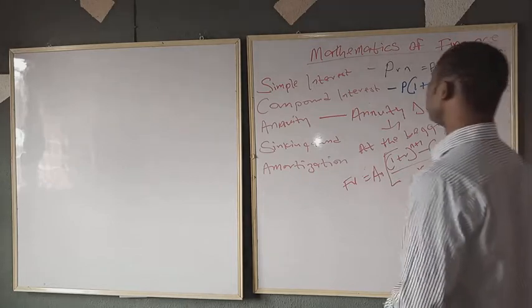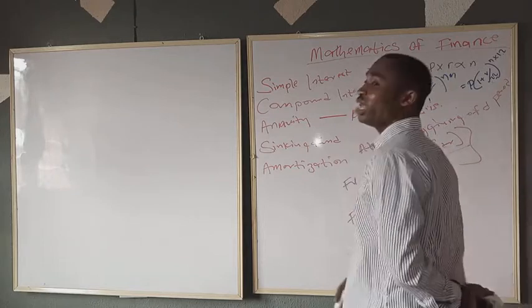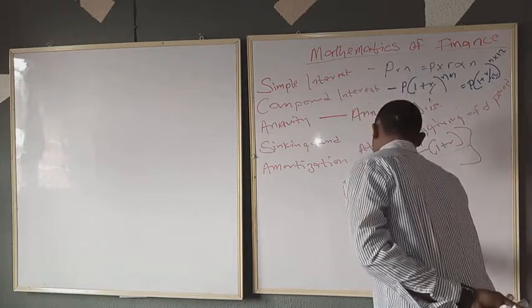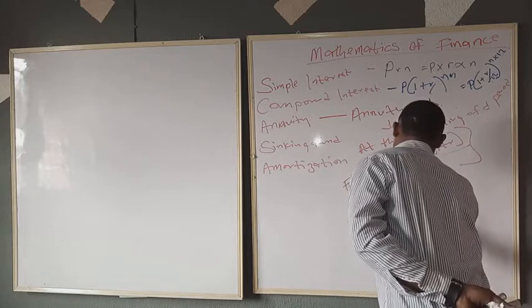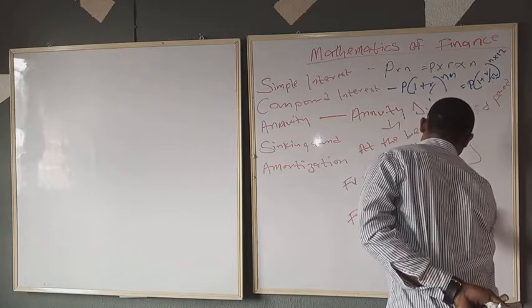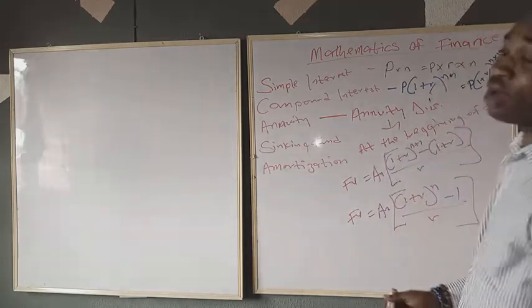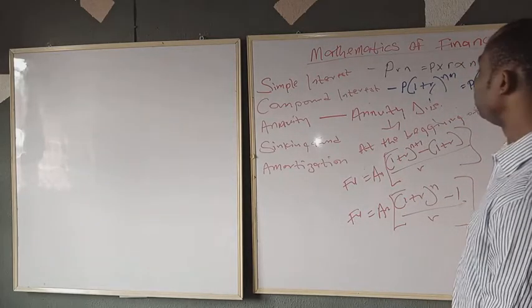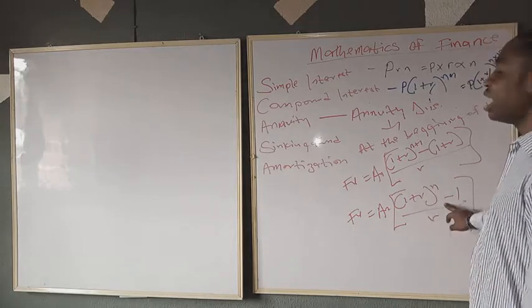Then for the ordinary annuity, when the payment is being made at the end of the period, the future value is equal to annuity times bracket 1 plus r to the power n minus 1, all over r. So this is the formula for when the payment is being made at the end of the period, which is called ordinary annuity.